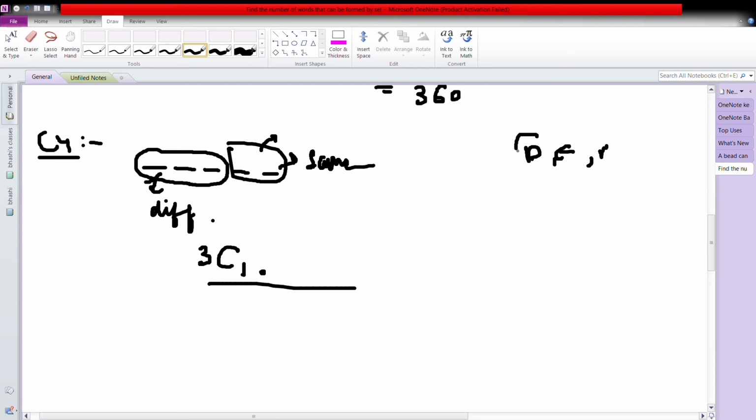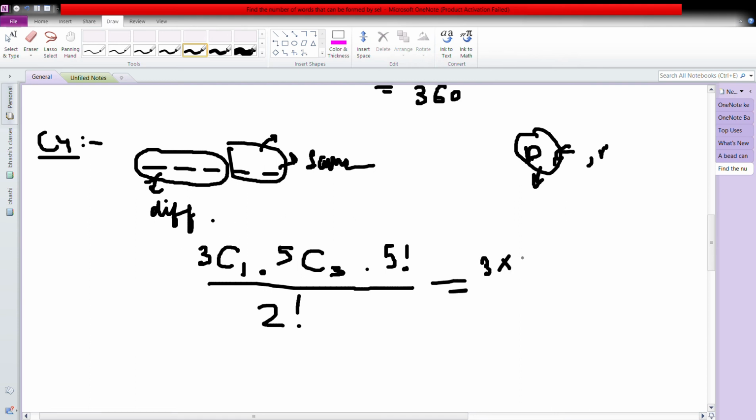Let us solve it for this place. If one of the letters is selected for this place, then out of 6 we are left with 5 letters, and out of 5 letters we have to select 3 letters. So it will be 5c3. Let's shuffle the letters so we can get 5 factorial divided by 2 factorial for the same thing. Great. So 3c1 is nothing but 3. And 5c3 is 5 factorial divided by 2 factorial divided by 3 factorial.